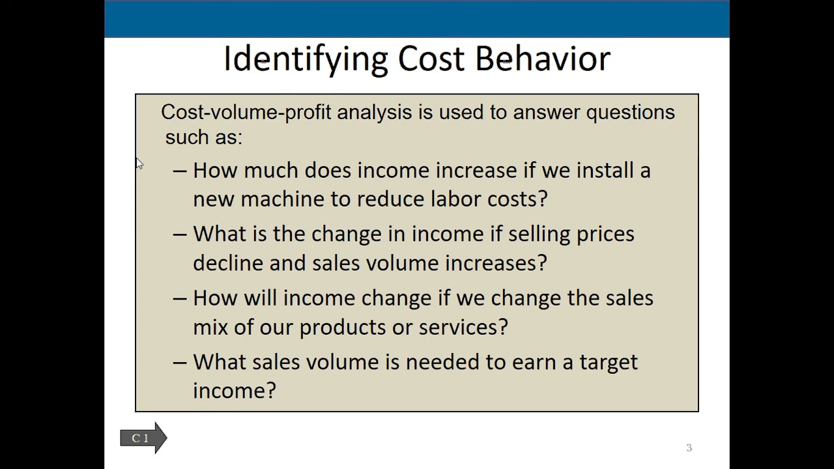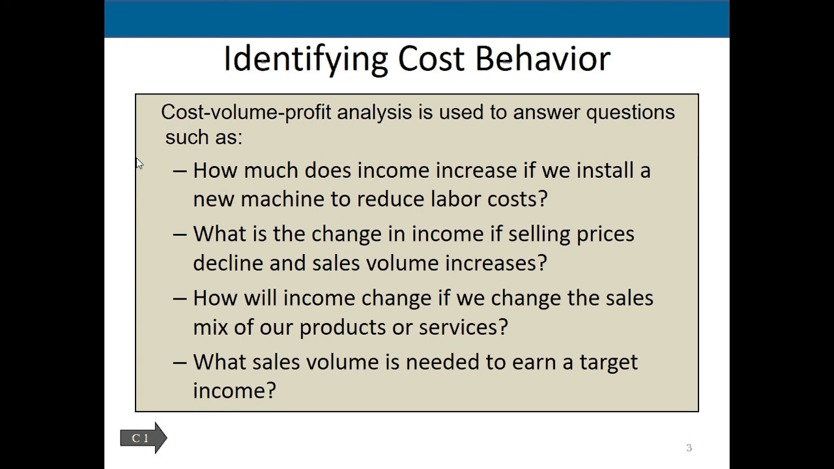This is just a very, very small sample of some of the questions that we can ask and answer using CVP, such as how much does income increase if we install a new machine to reduce labor cost? Sounds like a very valid question, something that we would normally hear management discuss. What's the change in income if selling prices decline and sales volume increase? In other words, if we drop our price and we produce more, if we push more on the market at a lower price, what's that going to do to our net income?